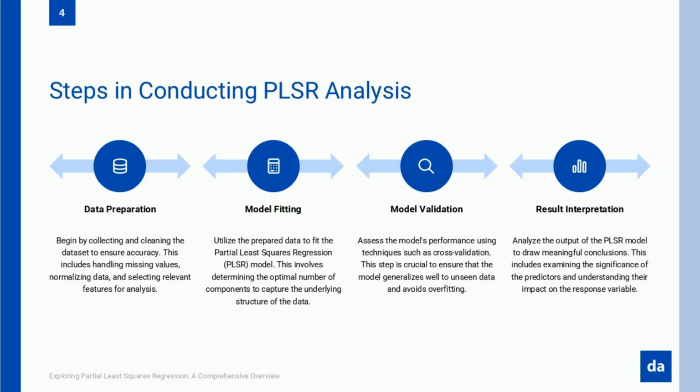Now we get to model validation, the step that saves you from false confidence. Here, we check if the PLSR model performs well, not just on the training data, but also on new unseen data. Cross-validation is the gold standard for this, where we split the data set into training and testing parts. Skip this, and you're basically building a house without checking if the foundation is solid. Looks fine until everything collapses.